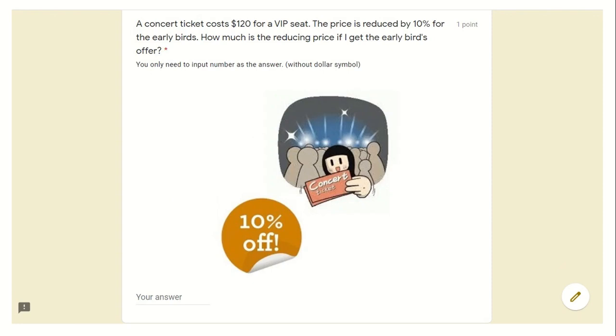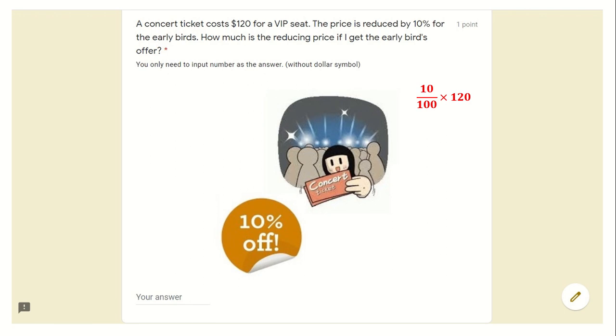Next, a concert ticket costs $120 for a VIP seat. The price is reduced by 10% for the early bird. How much is the reduction if I get the early bird's offer? For this kind of question, we just need to find 10% of $120. We can write it as a mathematical statement: 10 out of 100 times 120, because we convert 10% into fraction form.